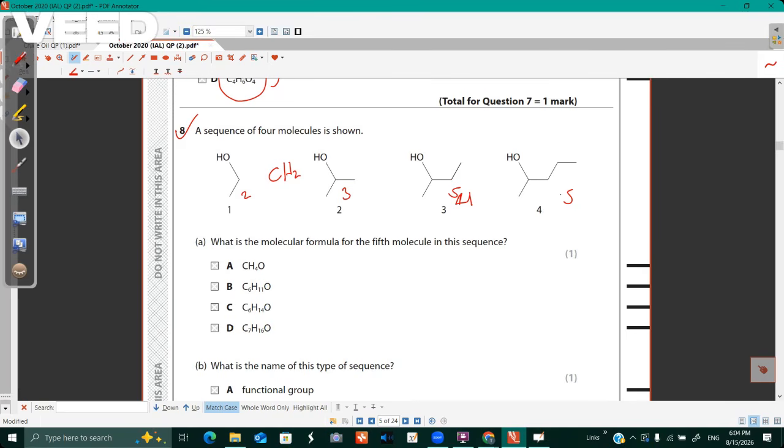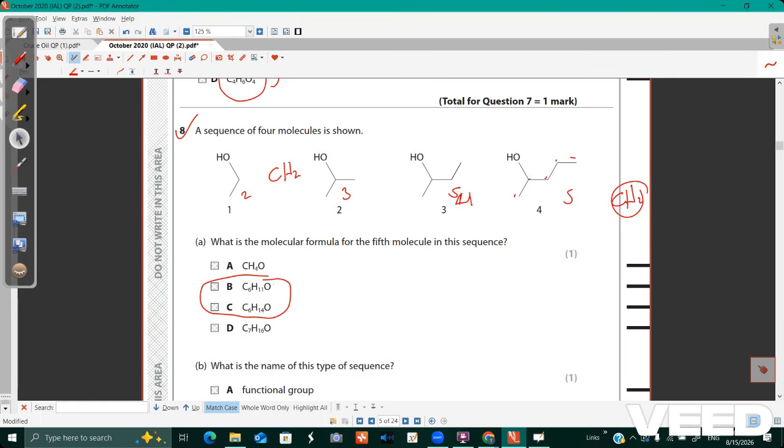So it means what? You can have another CH2. I don't know. Maybe let's see. If you have another CH2, 1, 2, 3, 4, 5. It should be 6 carbons. So I told you here, it is between these two, right?